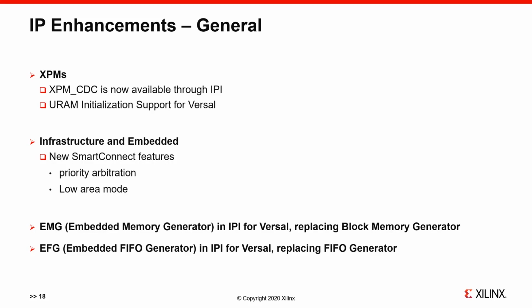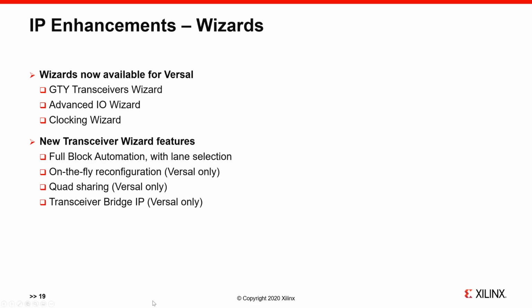We have some enhancements for XPMs and infrastructure and embedded. Under general IP enhancements, the key takeaways are that EFG and EMG are now available in IPI for Versal. All the wizards which are now available for Versal are listed here. Under new transceiver wizard features, full block automation now gives you the ability to do parameter passing between parent IP and GTs and makes the execution easier with the lane selections. We also have features like on-the-fly reconfiguration and code sharing, and a new transceiver bridge IP for Versal.